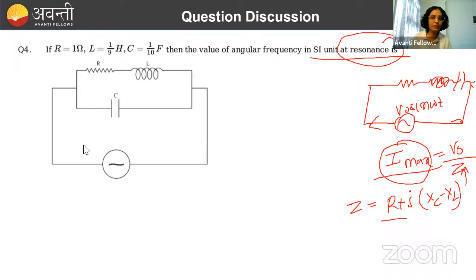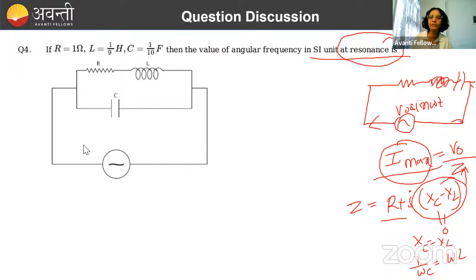So the minimum value of Z will be when R, we can't make it 0, then it won't be an LCR circuit, we need to keep all three of these, R, XC and XL. But we can minimize it by equating XC minus XL to 0. So if XC is equal to XL, then we will get resonance in a series LCR circuit. XC equals 1 by omega C, XL is omega L. So omega we get as 1 by root over LC. That we have dealt with in series LCR circuit.